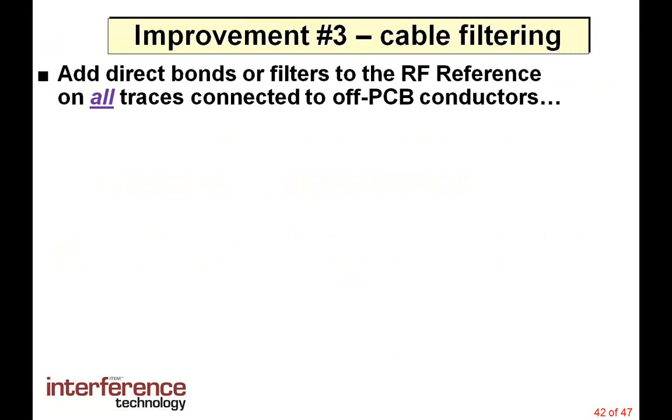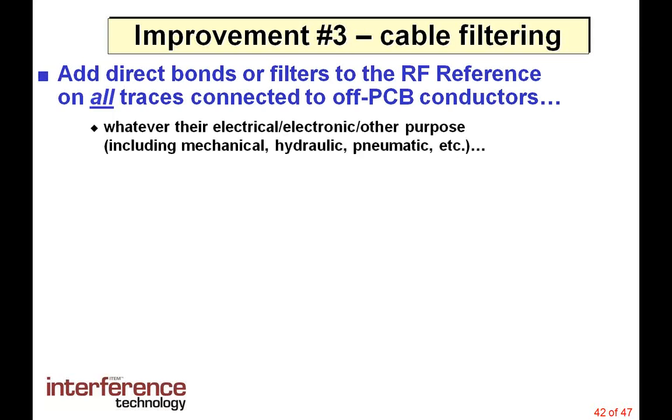Next thing then is to filter all the cables. We need to add direct bonds for cables connected to 0 volts, conductors connected to 0 volts, or we add filters to the radio frequency reference on all the traces which connect to off-board conductors. Doesn't matter what they're used for.